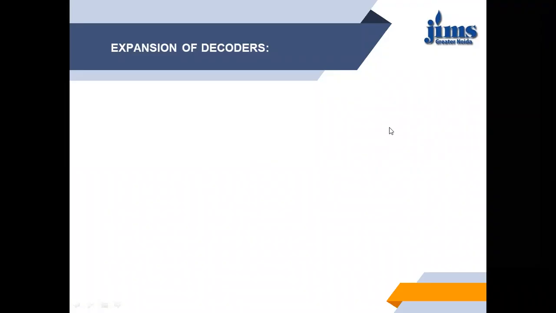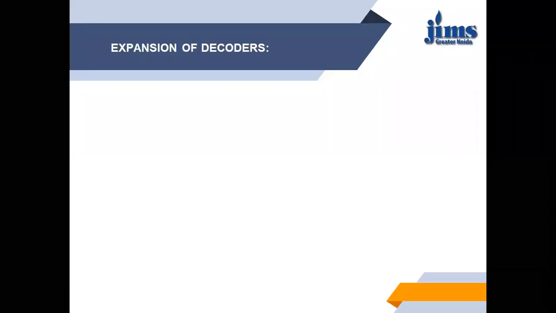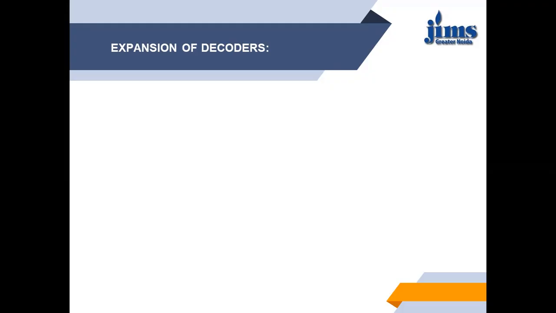The expansion of decoders: we can construct a larger decoder with the help of small decoders. If you have seen RAM in your computer, if you pull it out, you will find that if you are using 4 GB of RAM, it may be that there are some slots or some ICs of 512 MB. Combining 512 MB RAMs will make a 1 GB RAM, and in the same way, to get 4 GB of RAM, you require 8 512 MB RAMs.